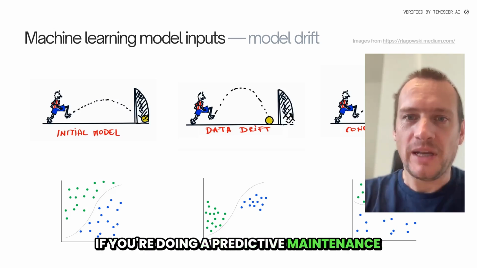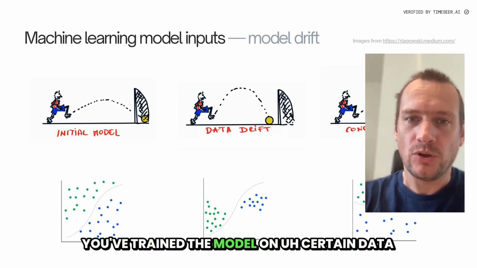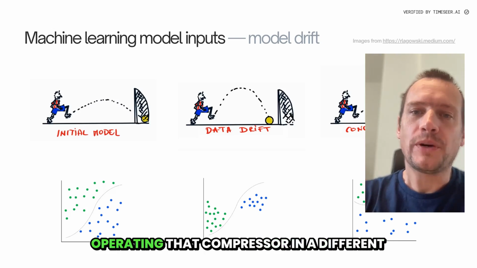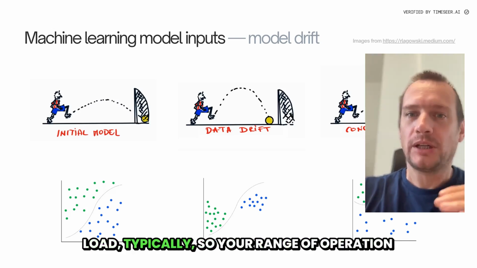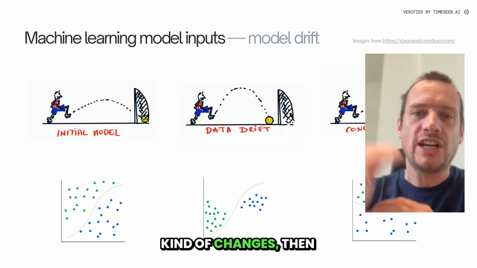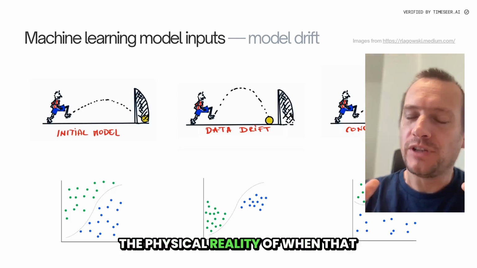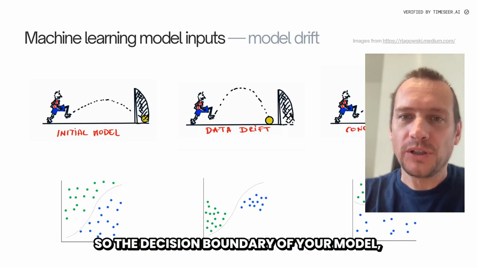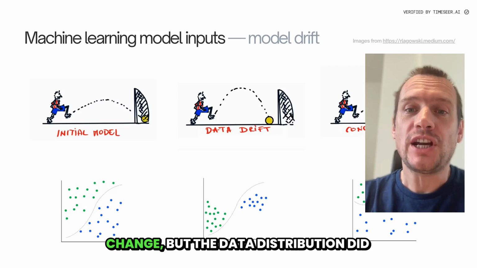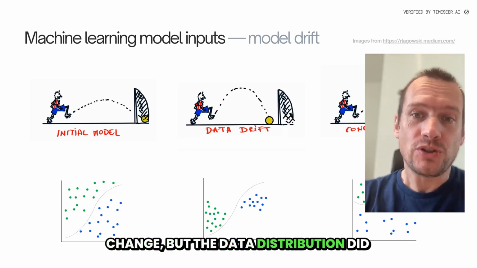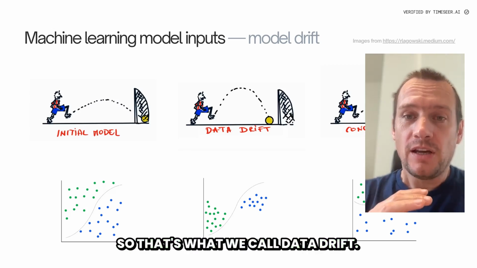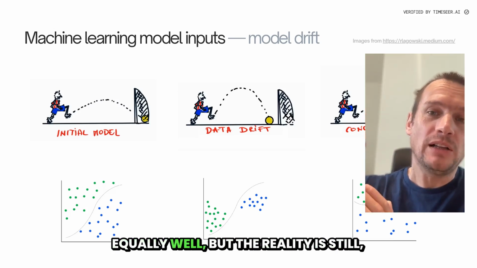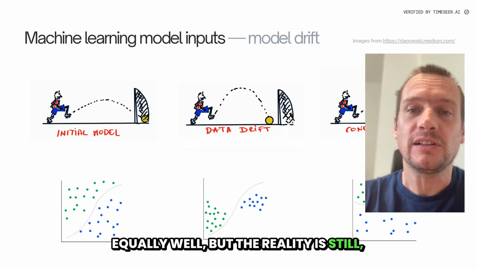If you're doing a predictive maintenance model for a compressor, for instance, and you've trained the model on certain data from that compressor, and tomorrow you're operating that compressor at a different load, so your range of operation changes, then the physical reality of when that compressor breaks has not really changed. So the decision boundary of what your model should do didn't change, but the data distribution did. That's what we call data drift. Your model might perform less well because it wasn't trained on that new regime equally well, but the reality is still intact.